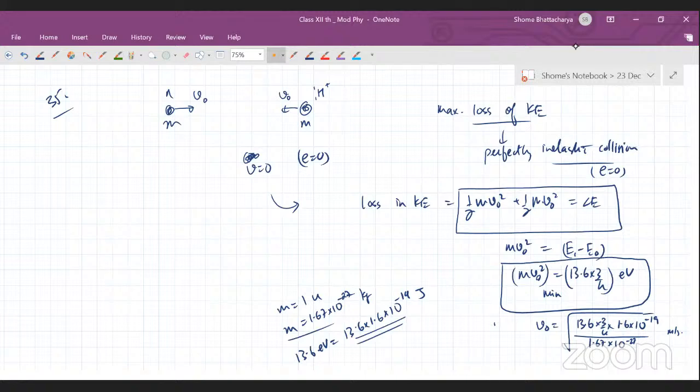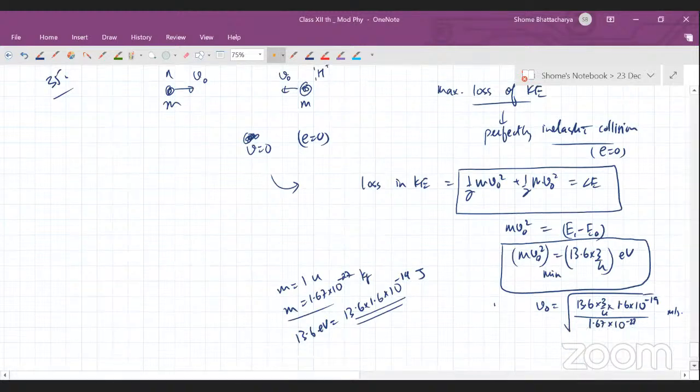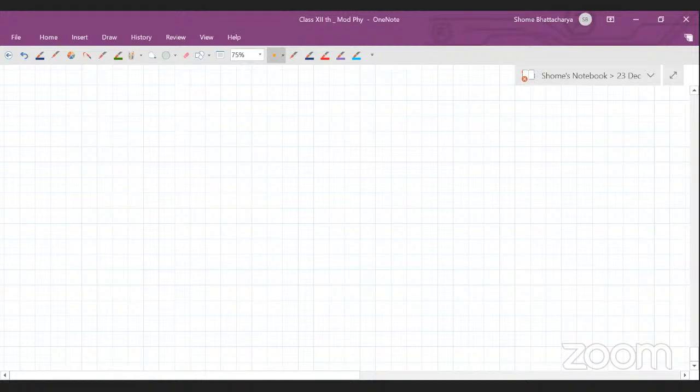Okay, let's move on to the 46th question. Yeah, so in the 46th question, we have an excited hydrogen atom in state n moving with the velocity v. Okay, so we have an excited state n.